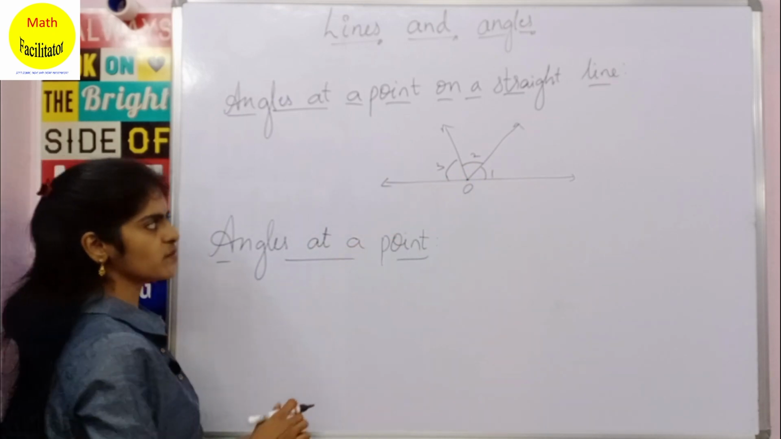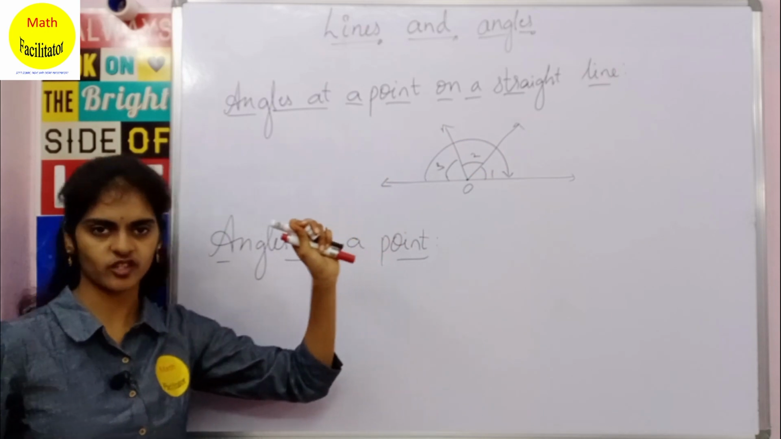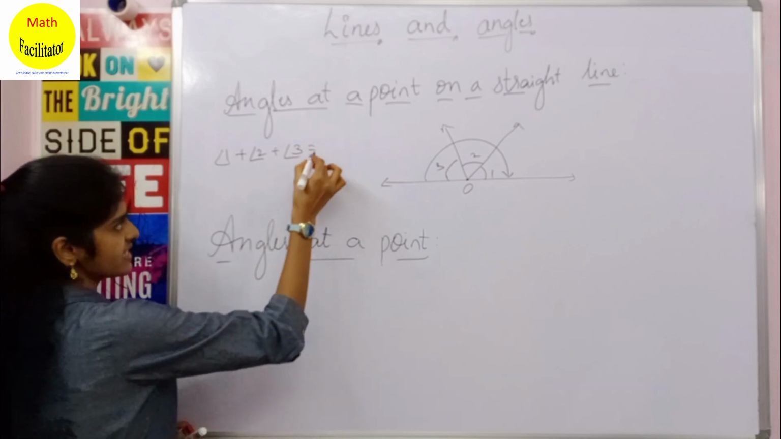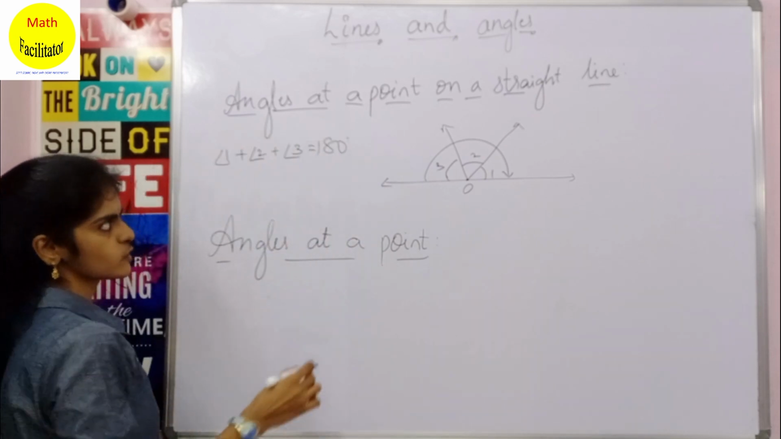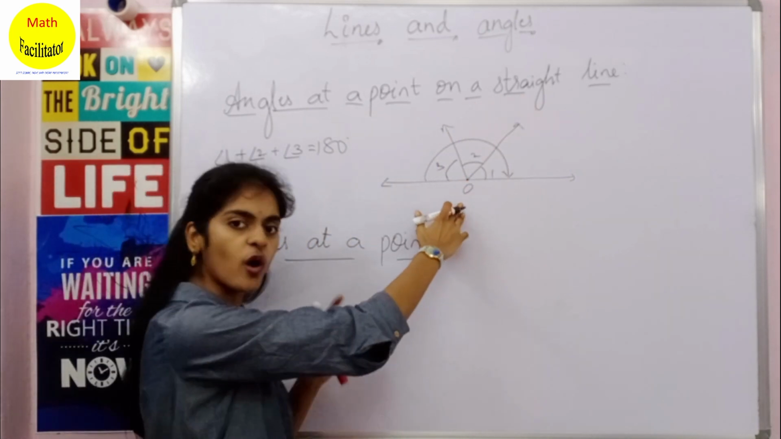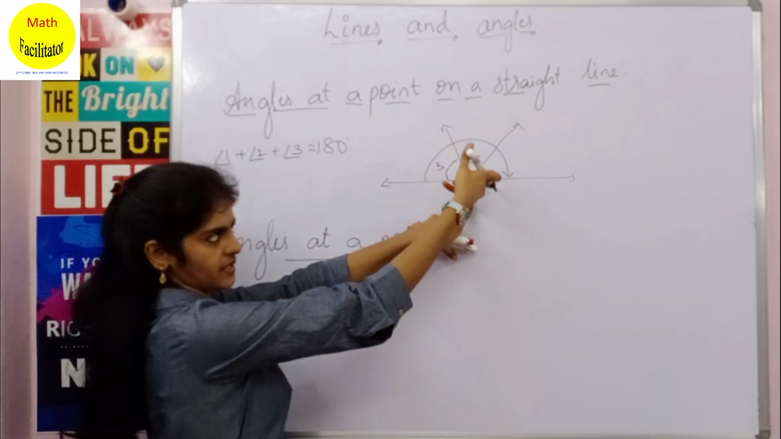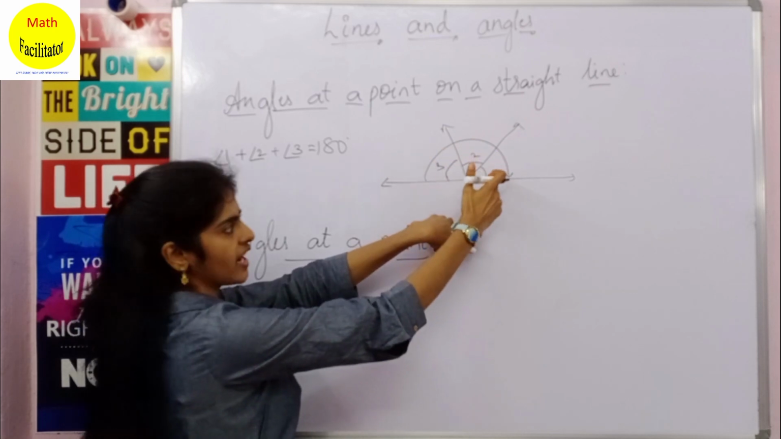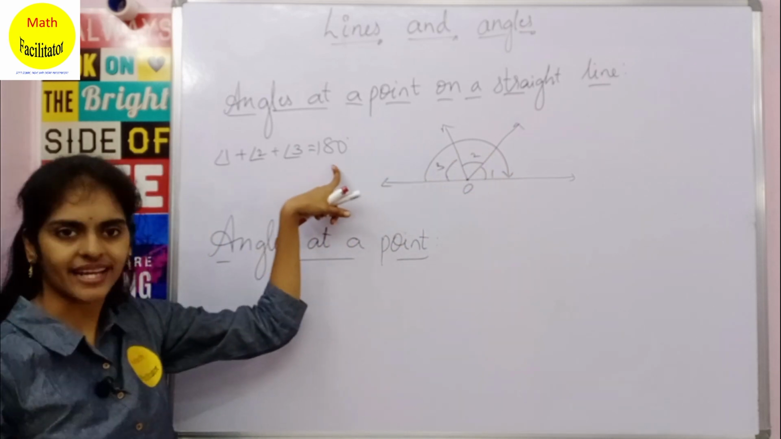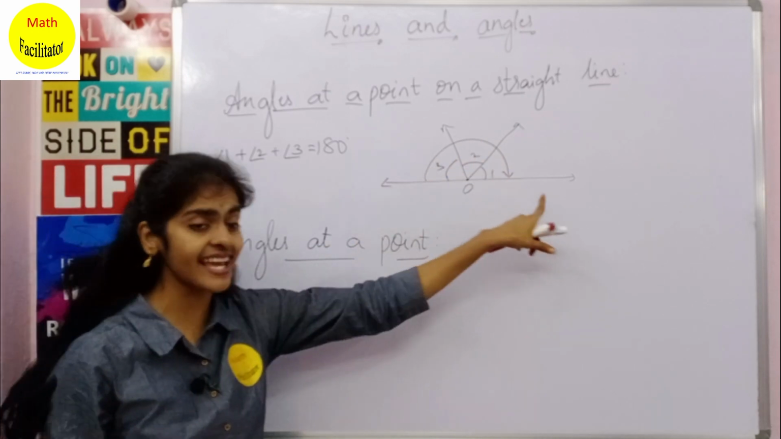Now what is the sum of all these angles? As you know, this is a straight angle. So angle 1 plus angle 2 plus angle 3 is what? It is 180 degrees. So this is a straight line and this is a point on the straight line, and if you want to find the sum of the angles at this point, how many angles are formed? 1, 2, 3 angles. So the sum of these angles at this point is 180, because you form a straight angle when you add up all these. Clear? Because this is a straight line.